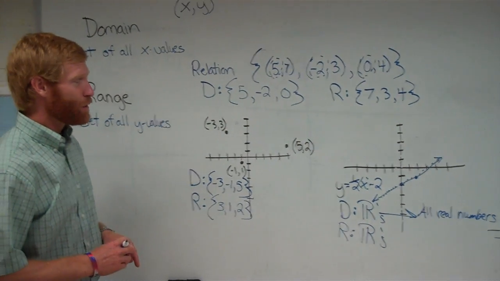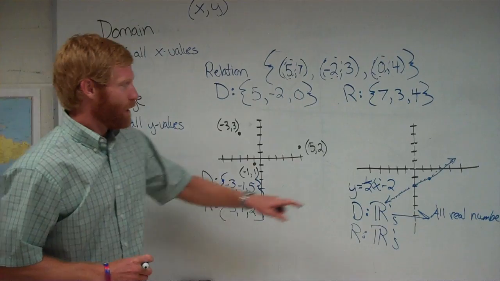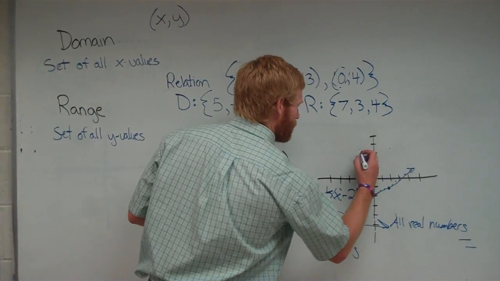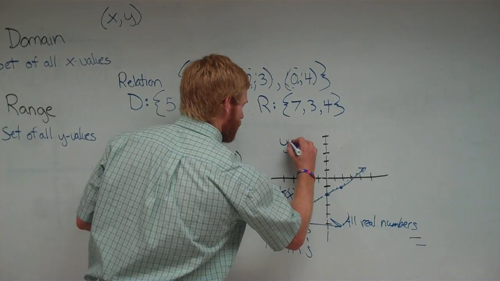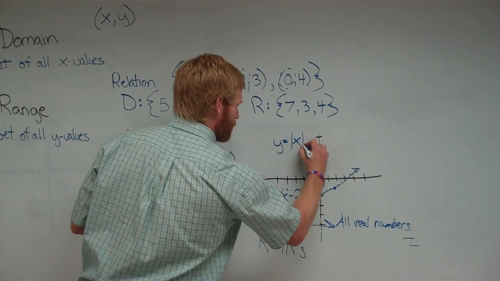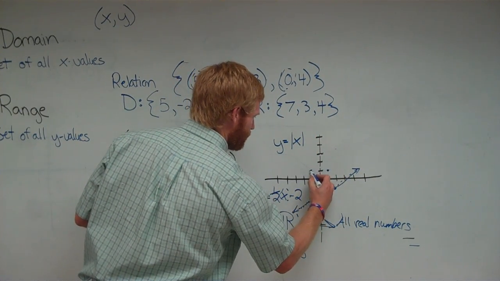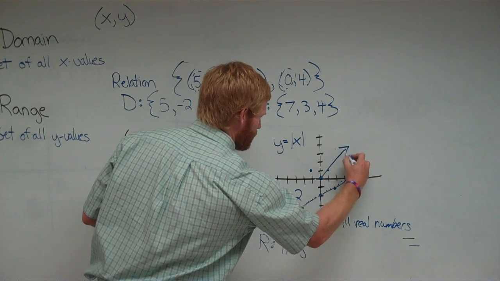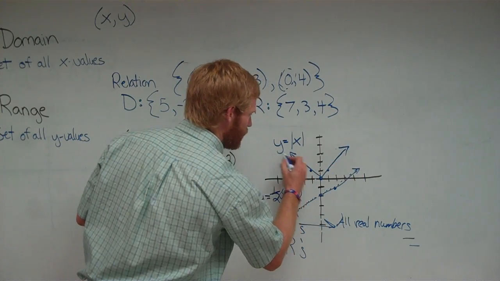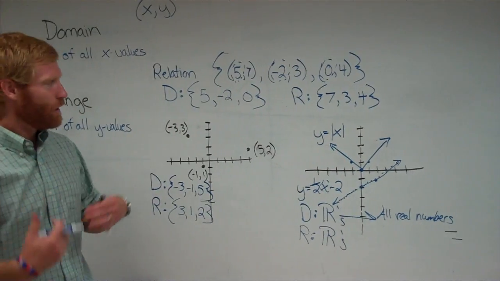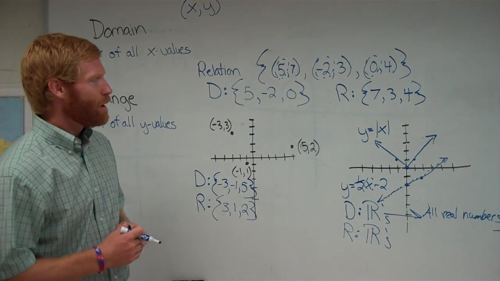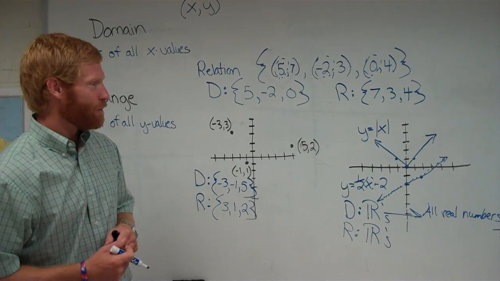Now let's look at it in a different light. We're going to be getting into a function which is the absolute value function. And the way this graphs is it looks something like this. Don't get too concerned about what the graph's going to look like. Right now I want you to think about domain and range.